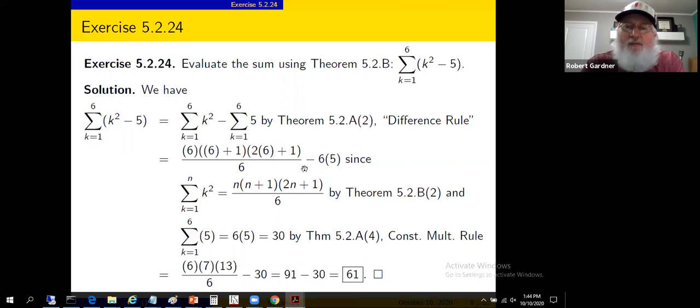But we've got this number minus that number. And let's see, this is 6 times 7 times 13 over 6. 6 times 5 is 30. We'll subtract 30. And when all the dust settles on the arithmetic, I guess we get 61. So there's an illustration of the use of the summation formulas for the squares of the first 6 natural numbers.